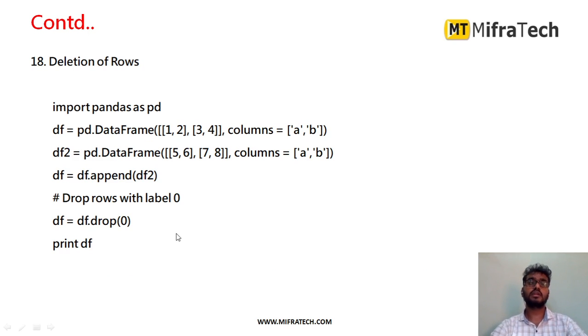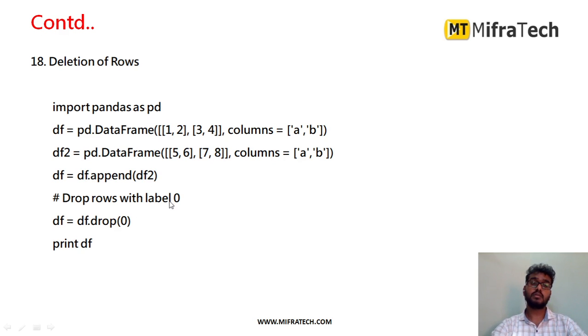So let's see how to delete rows. How are we going to delete rows in a data frame? To do that, first we have to import the library. Then we are going to create a data frame first, then one more data frame. Here we created two data frames using pd.DataFrame, and we mentioned the column names as a, b in both, but they have different data. Then we added the two data frames to make a single data frame.